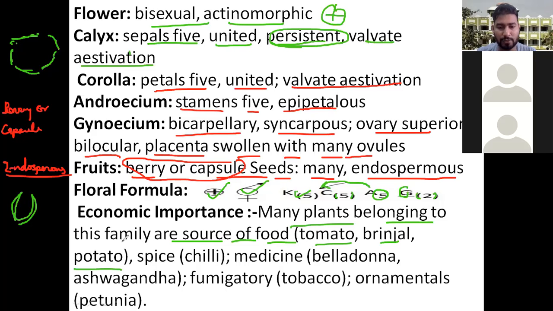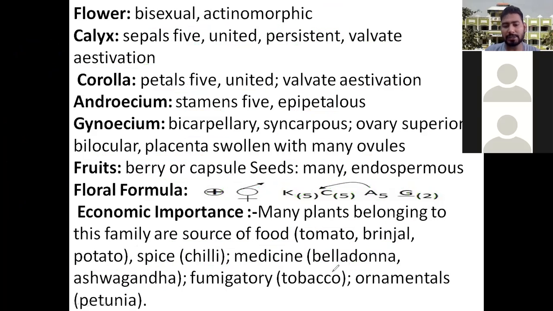Food: we use tomato, brinjal, potato. Spice: chili. Medicine: belladonna, ashwagandha. Very, very important. This is a PYQ. Medicine is a PYQ. They have asked belladonna and ashwagandha. These belong to the family Solanaceae, for medicine purposes. Okay, fumigatory: tobacco, for fumigation. Okay, ornamental: petunia.